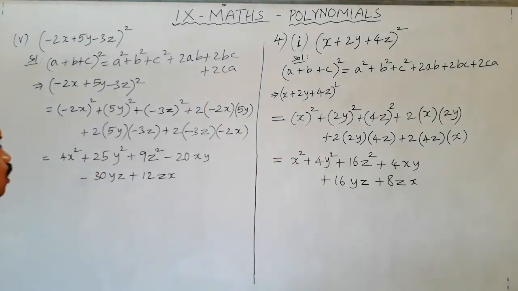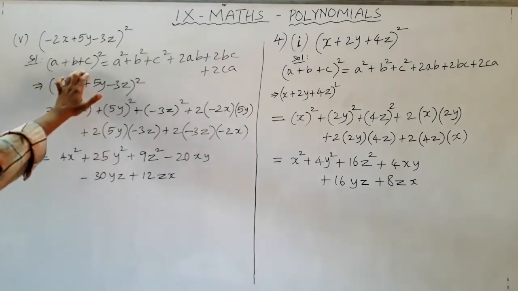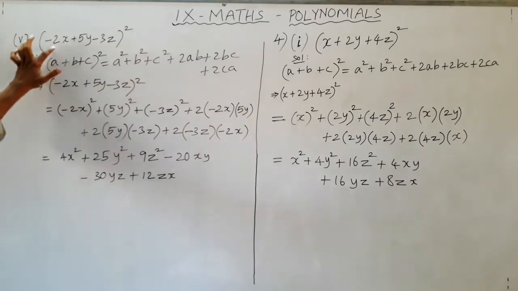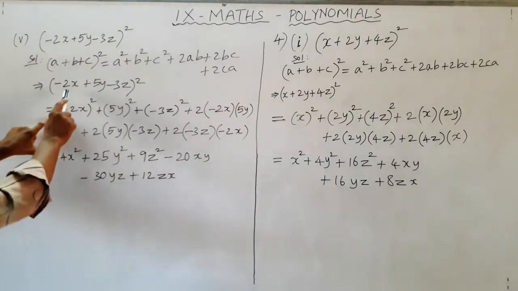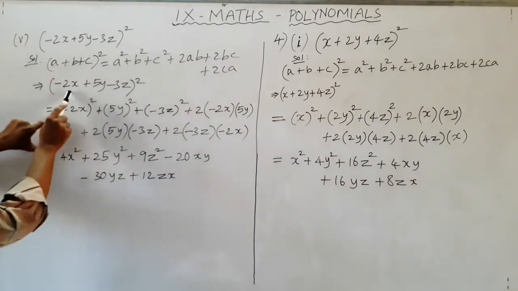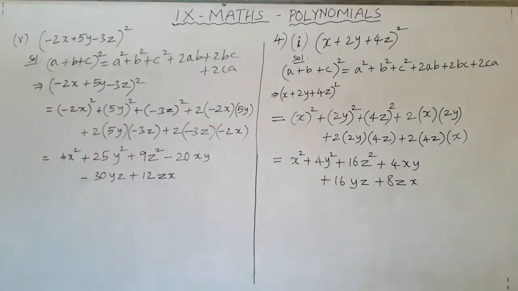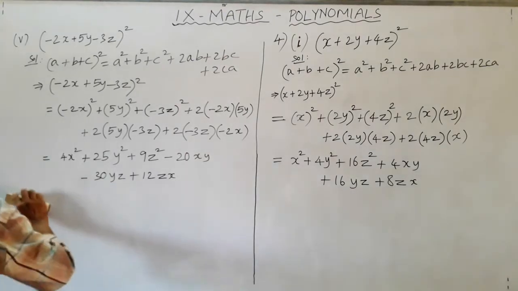Is it clear, children? So like that we have to expand using this identity for this question. Clear? First of all write the identity and write this question and equal to, you have to substitute a minus 2x, b 5y, c minus 3z, and you will get the final answer. And now coming to the option 6. We try that. Option 6. It's better to do it there.